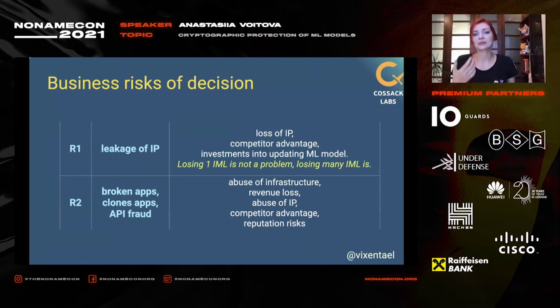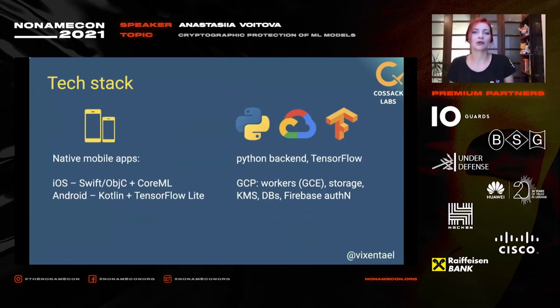And of course, things like broken applications, cloned applications, API fraud. When you have an API to generate those small individual machine learning models, this API can be abused. We don't want that because it means abuse of infrastructure, potential denial of service, potential loss of revenue, and of course losing, leaking, and abusing the IP. All of it is about money. So it makes sense to invest a little bit to protect those tiny individual machine learning models.